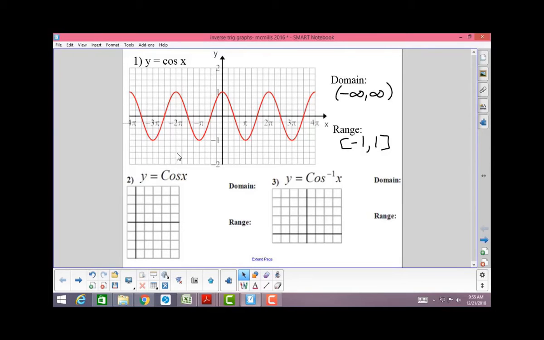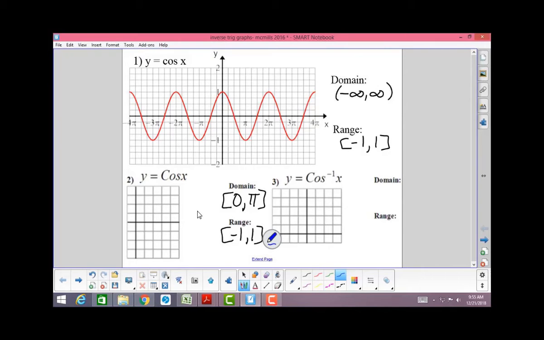So the first thing I need to do is graph my cosine graph just between 0 and pi in its principal value. This C is uppercased. You don't see that as often anymore, but the uppercase C means to restrict it just to its principal value. So that's from 0 to pi. The range does not change. It's still from -1 to 1.